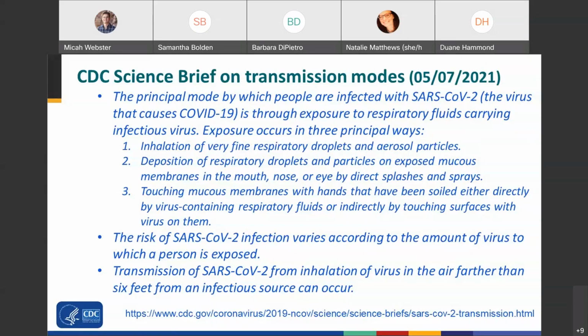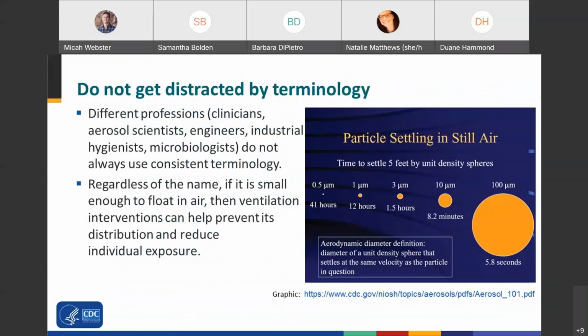Next slide, please. So now if you'll notice on the previous slide, there was discussion of particles, aerosols, droplets, and certainly don't get distracted by the terminology. Different professions, clinicians, aerosol scientists, engineers, industrial hygienists, et cetera, do not always use consistent terminology. And so if you look at the graphic on the right-hand side, it's particles settling in still air. Time to settle 5 feet by unit density sphere.